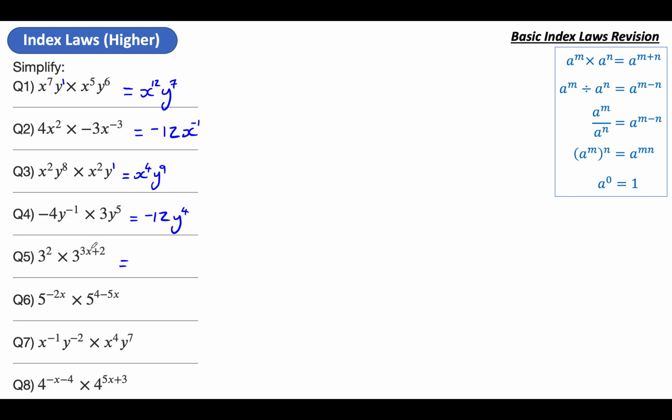Okay, now we've got some algebra in the powers here, but that's absolutely fine. We'll just add together what we can. It's the same base number, 3, which means that when we multiply them, we can add the powers. And 3x plus 2 plus another 2 makes 3x plus 4. All right, so 3 to the power of 3x plus 4, and that's absolutely fine.